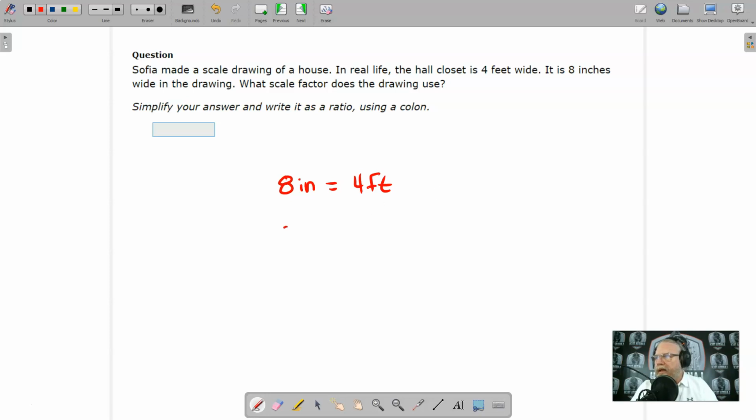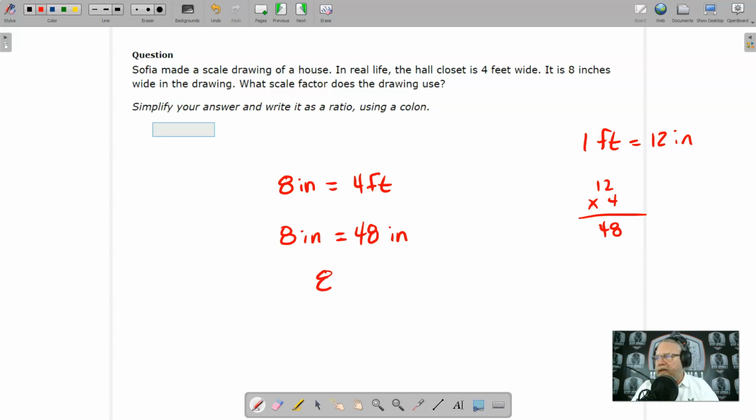Now I need to get them both to inches. So let's go ahead and convert 4 feet to inches. So both of the values are in inches. Both measurements are in inches, not one in inches, the other in feet. So in 1 foot, there are 12 inches. I have 4 feet, so I need to multiply 12 times 4. And that's going to be 48. So I have 48 inches inside of 4 feet.